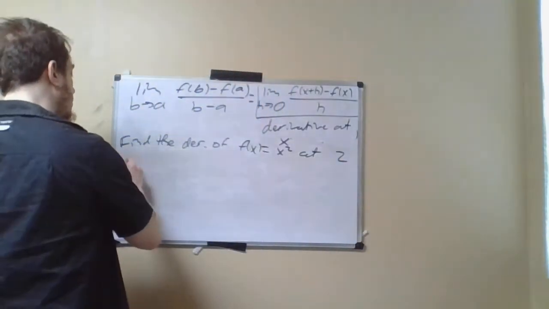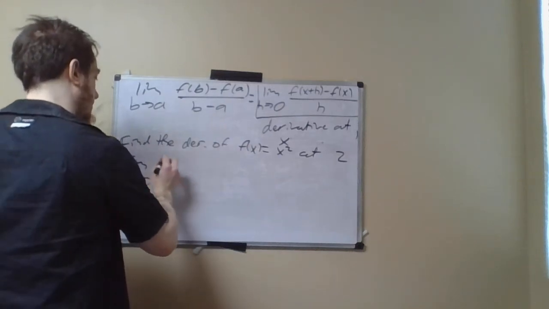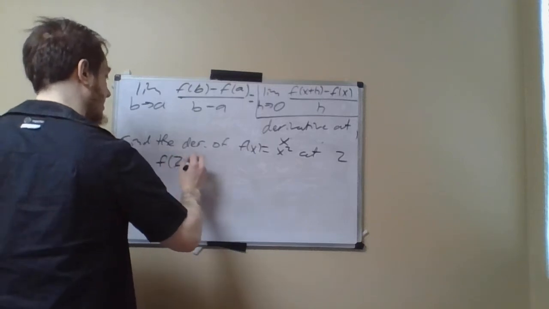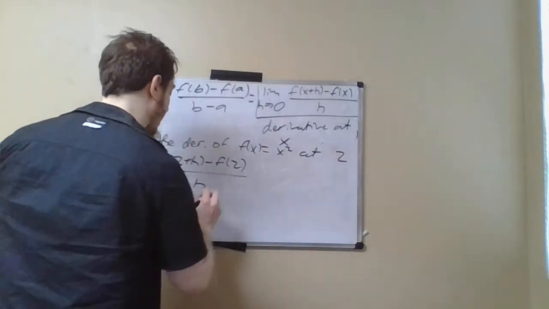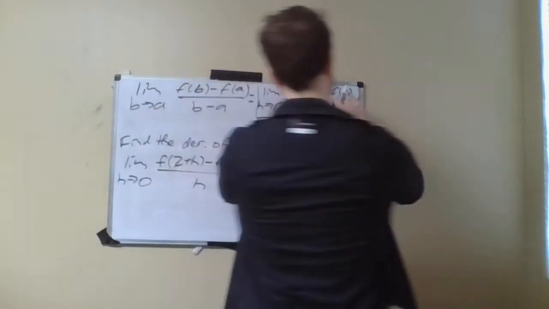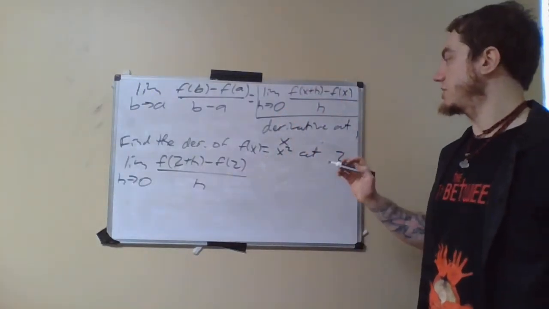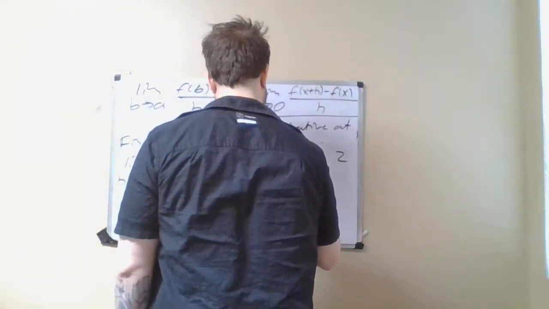So the way that we're going to do this is we're going to take the limit as h approaches 0 of f of 2 plus h, because we're doing this at 2, minus f of 2, all divided by h. So you can see here where we're doing this at 2, so I replaced these with 2's, and then we're just taking the limit as h goes to 0. So let's see if we can plug this in and what that's going to give us.